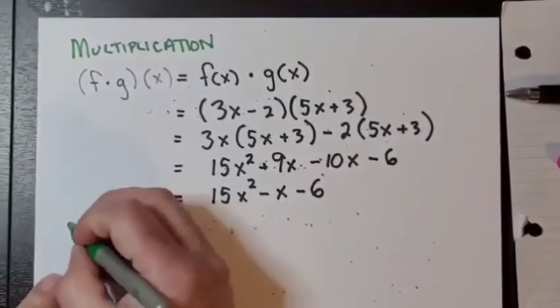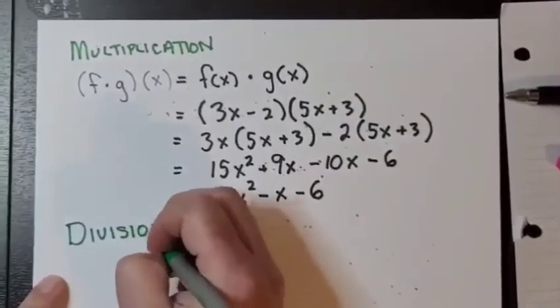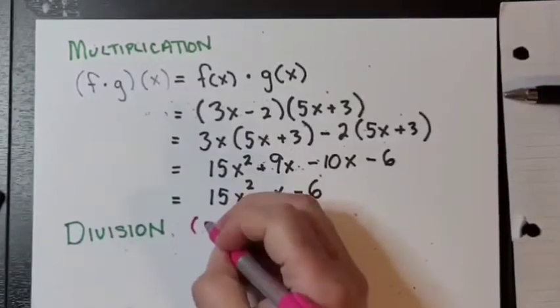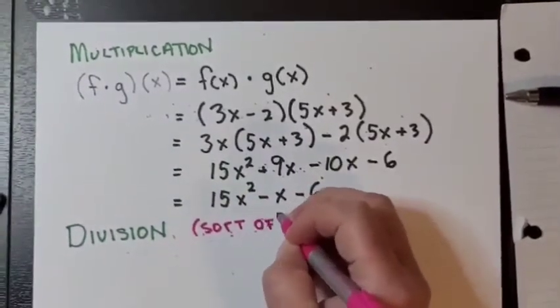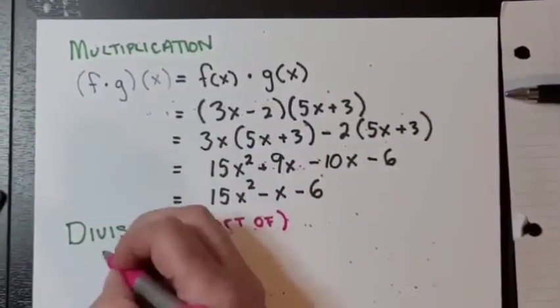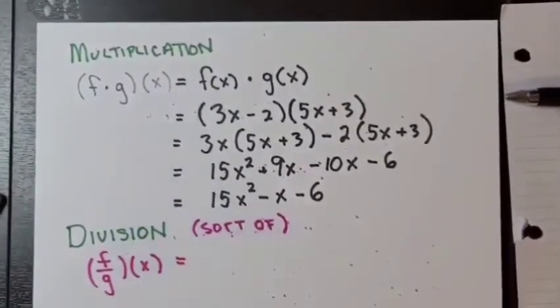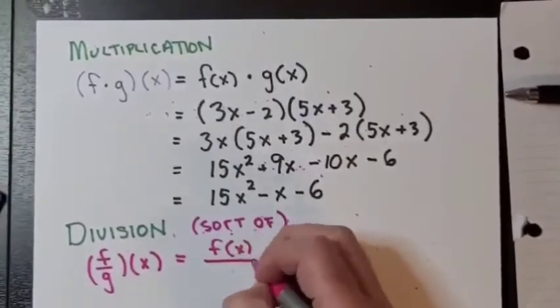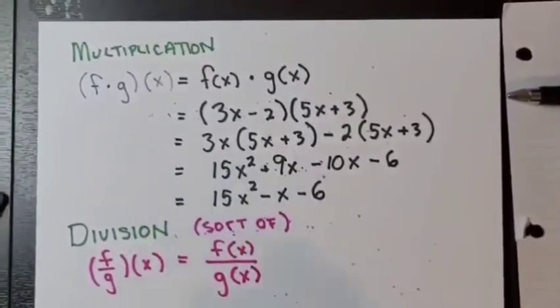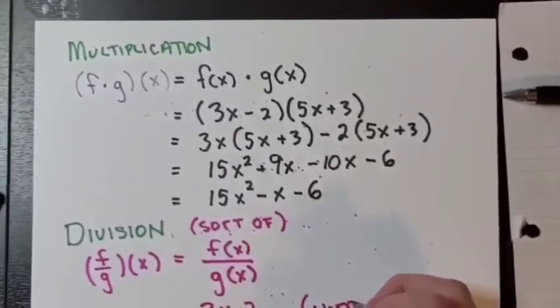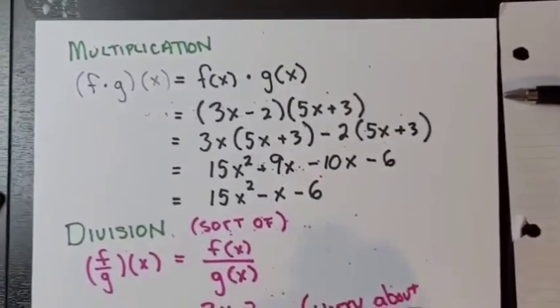Now, division is a little bit different. And by different, I mean it can be really complicated, but we're just going to start off with the simple stuff. So what we're going to have is f divided by g of x, which is going to be the first function divided by the second function. And that means, and it's not on the paper, the top would be 3x minus 2, and the bottom would be 5x plus 3, which would be really cool if we could see that.